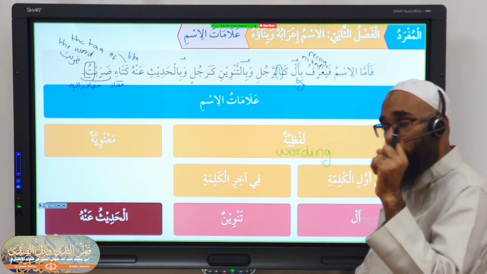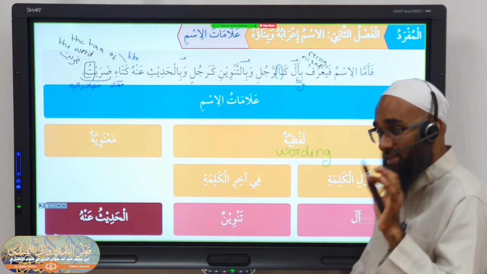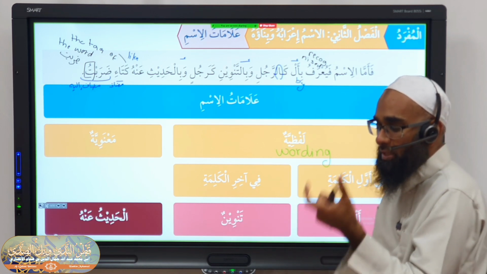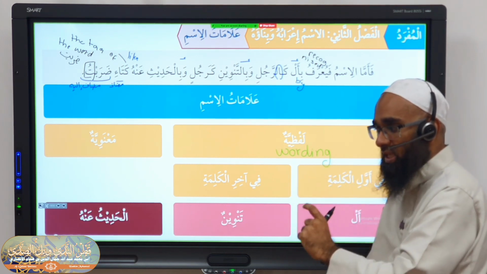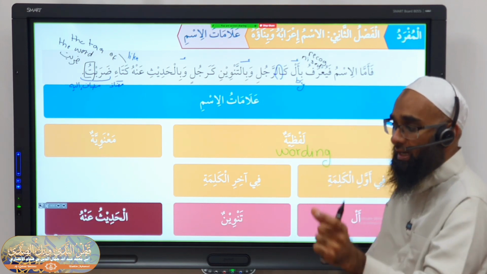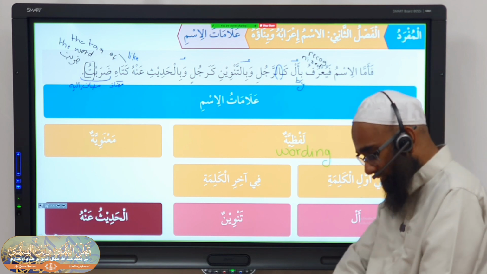So the ta in the word darabtu neither has alif lam nor tanween, but we still know it is an ism because it has the ability to become the fa'il. Hadith anhu is the alama ma'nawiyya. So the 2 types of alamat, lafziya and ma'nawiyya, and the lafziya can come fi awwalil kalima and fi akhiril kalima. Do you understand? Is everybody following?